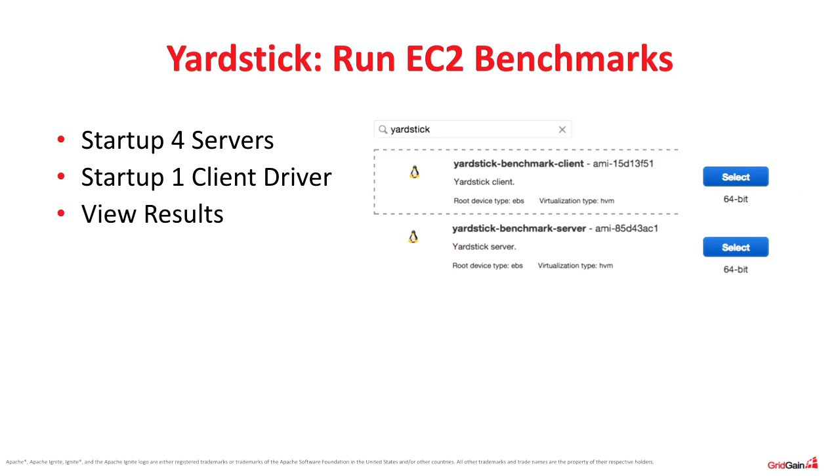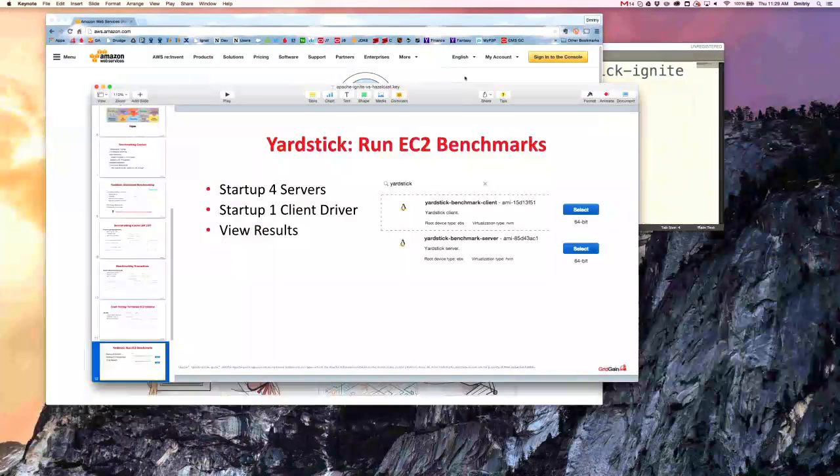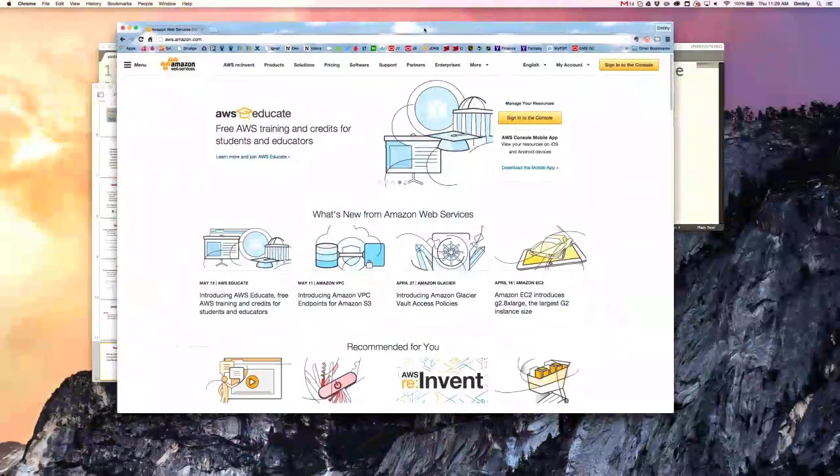And now it looks like I do have time, so I'm going to spend maybe about 5 to 7 minutes starting a benchmark on Amazon EC2 and demonstrating how you can easily run your own benchmarks on an Amazon EC2 cluster. So I'm going to exit from my presentation, and I'm going to sign in to the AWS console.